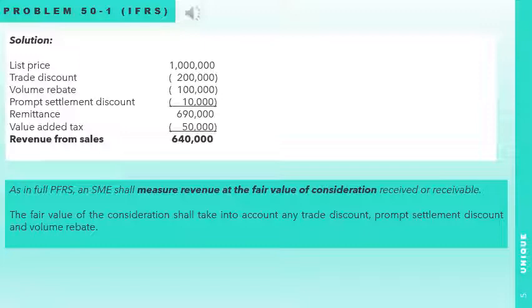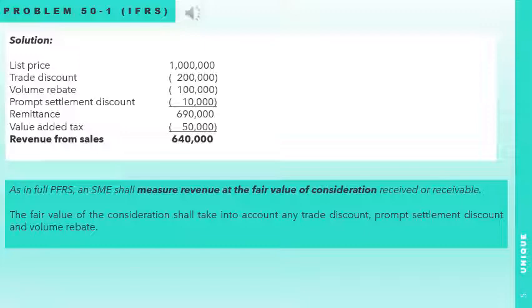According sa PFRS for SME, revenue results from the sale of goods, services being rendered, construction contract, income by the contractor, and the use by others of your assets. Principle for measurement of revenue is the fair value of the consideration received or receivable, taking into account any possible trade discounts or rebates, including volume rebates and prompt settlement discounts. Ngayong alam na natin kung ano ang revenue for SME at ano ang dapat i-take into account to measure it, pwede na nating makuha ang sales revenue. Proceed po tayo sa solution.